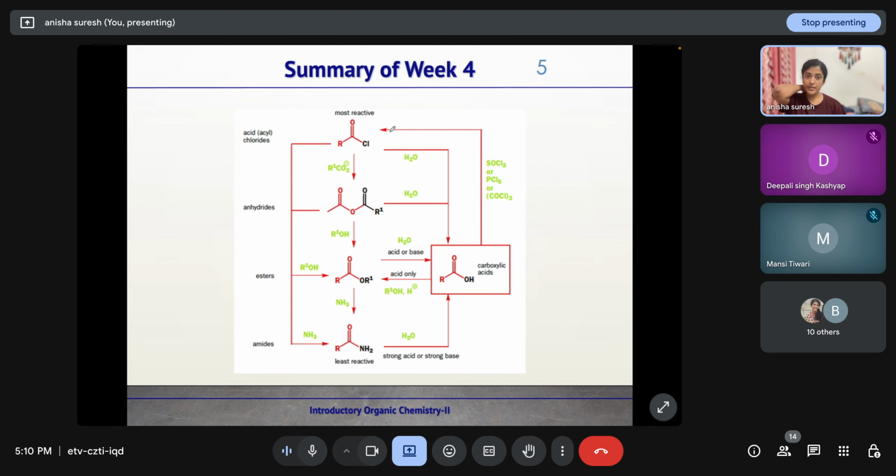Now coming to the reactions. Since acid chlorides are more reactive, they can react to form anhydrides, esters, or amides. Anhydrides can react to form esters and amides. Esters can react to form amides. And all of these can react to form carboxylic acid.